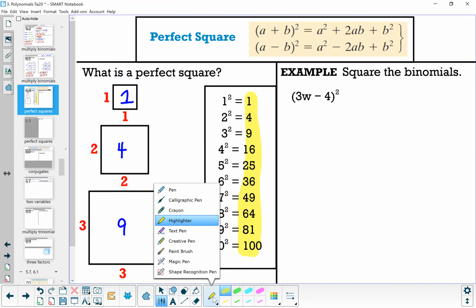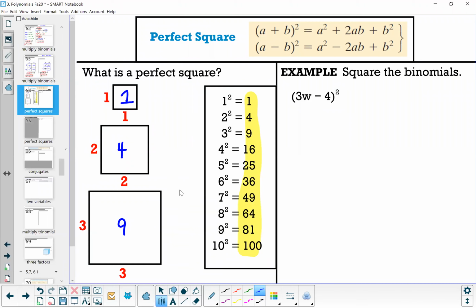And so we also have perfect squares when we square polynomials. So let's try this one. We have parentheses 3w minus 4 close parentheses squared. Now, I'll tell you what this does not equal. This does not equal 9w squared plus 16. It does not.